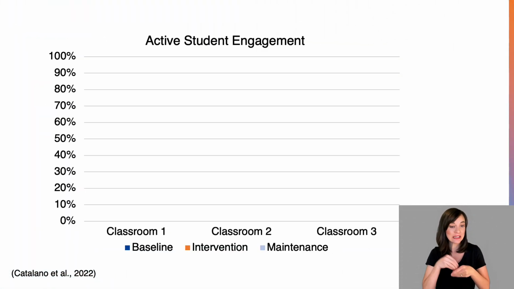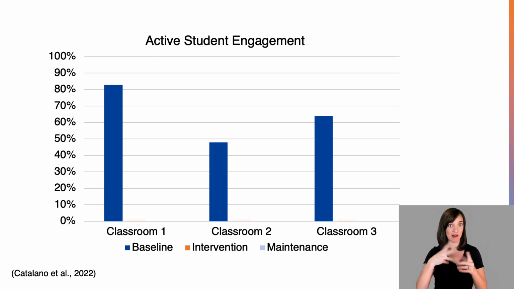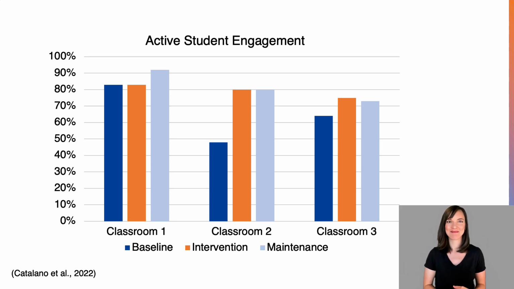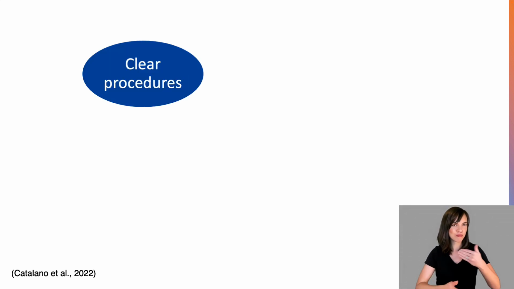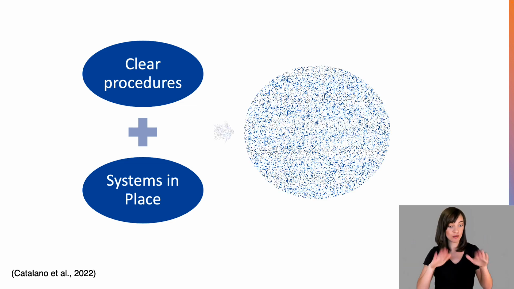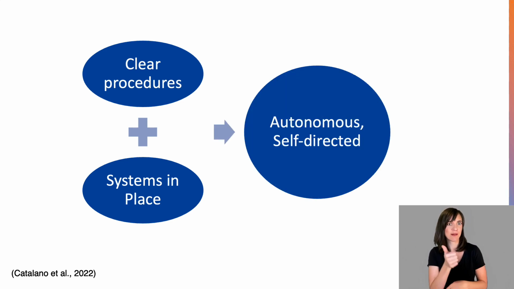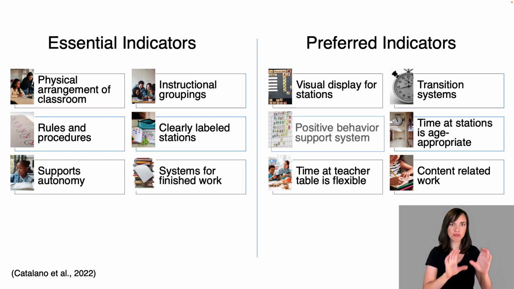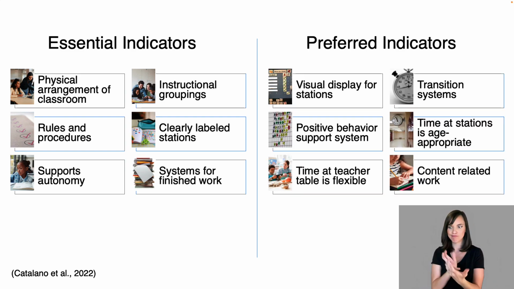After use of the rubric and implementing the strategies for flexible grouping, there was shown to be an increase in active engagement from the students. With clear procedures and systems in place, students became more autonomous and self-directed at child-managed groupings. Significant changes in classrooms can feel overwhelming for teachers. The indicators for flexible groupings can provide teachers with step-by-step guidance to implement arrangements that promote individualized instruction.